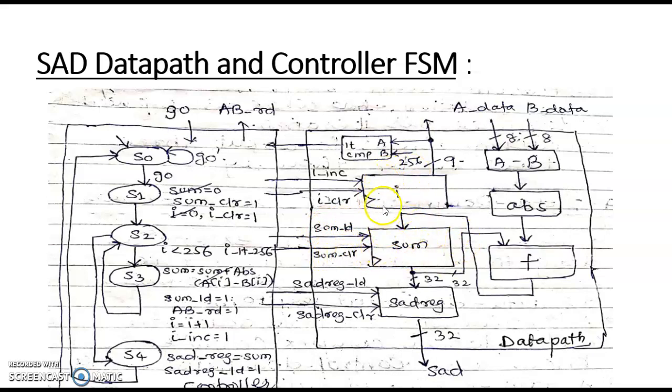This I register is used to store the indexing, that is 0 to 255. And this unit is used to compare whether your I is greater than 256 or less than 256, and the output of this is given to the controller, and depending upon this, the controller will generate the signal SAD load. When 256 comparisons are done, I will become greater than 256, this will become 1, and this will make the SAD register load equal to 1. Once this is equal to 1, what will happen? The final sum will be loaded into this SAD register.